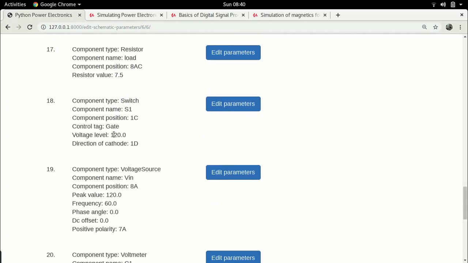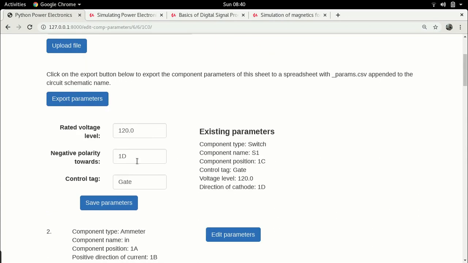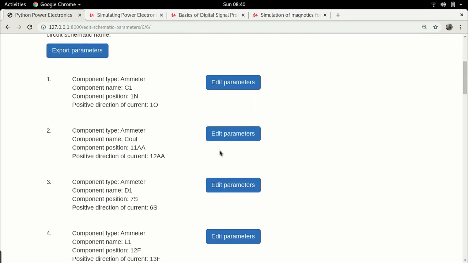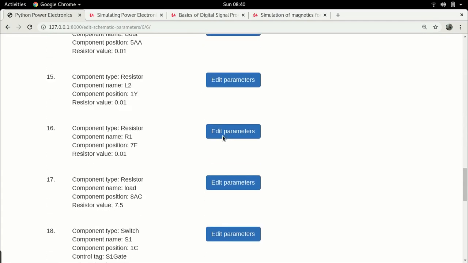The voltage level is also correct. The only thing that needs to change is the control tag. We should give it a unique value. So let's edit this. All we need to do is say S1 gate. This is also mainly for debugging purposes, but I would recommend to give every control element a unique tag.